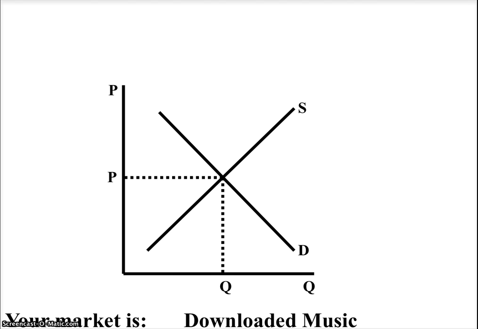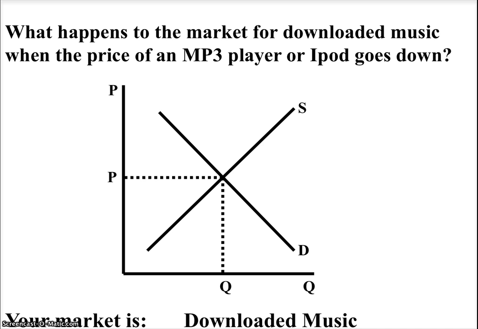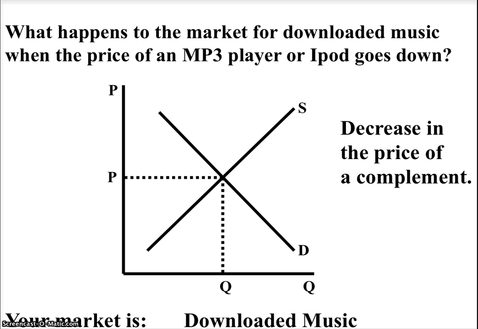So our market is downloaded music. It says here, what happens to the market for downloaded music when the price of an MP3 player or iPod goes down? So the first thing we have to figure out is, with this scenario, does it affect the variables in TRIPE or the variables in NICE-JAG? So what we have here is a decrease in the price of a complement. A complement is a part of related goods, which is part of TRIPE. So demand is going to be affected.